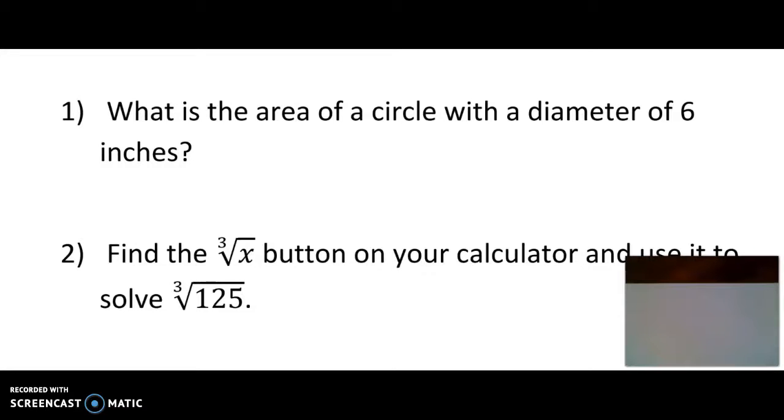Here are the answers for the warm-ups on April 30th. So what is the area of a circle with a diameter of 6 inches?